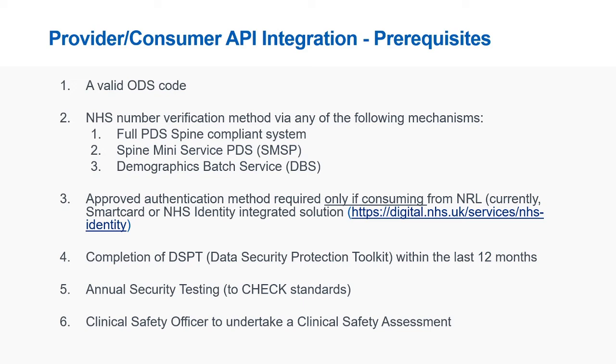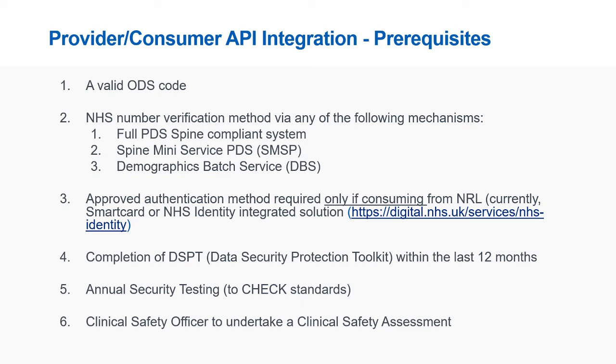You'll need an NHS number verification method via any of the following mechanisms: full PDS spine compliance system, SMSP, or DBS. As part of its Internet First initiative, NHS Digital are looking to move as many of its services onto the Internet as possible. Depending on which verification service you use, you may require an N3 or HSCN connection to access it. You'll also need an approved authentication method, only if consuming from the NRL.